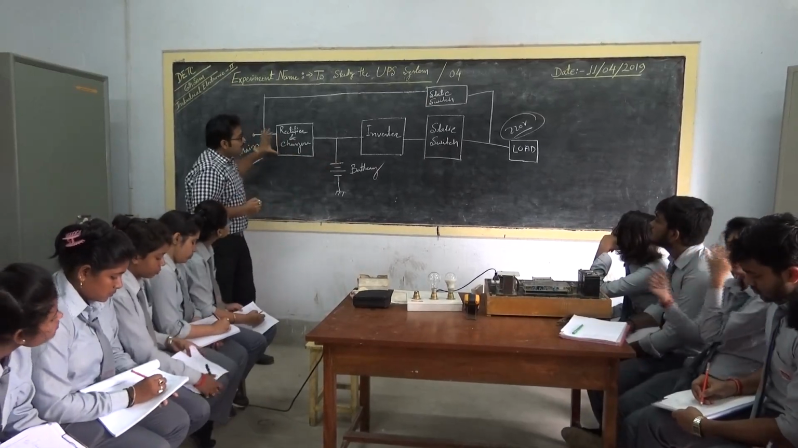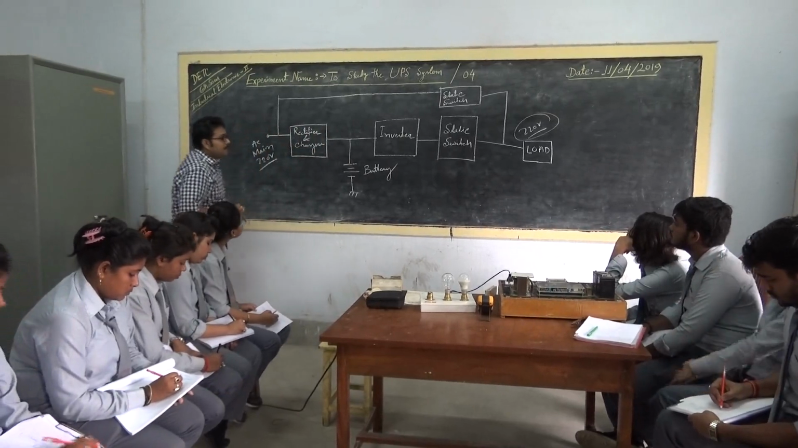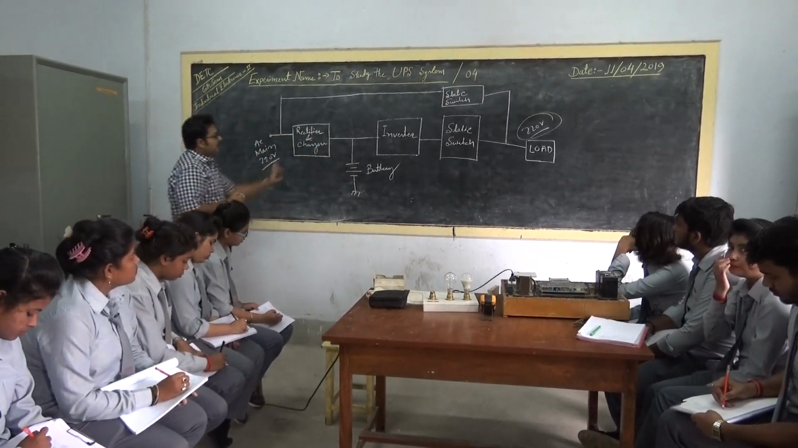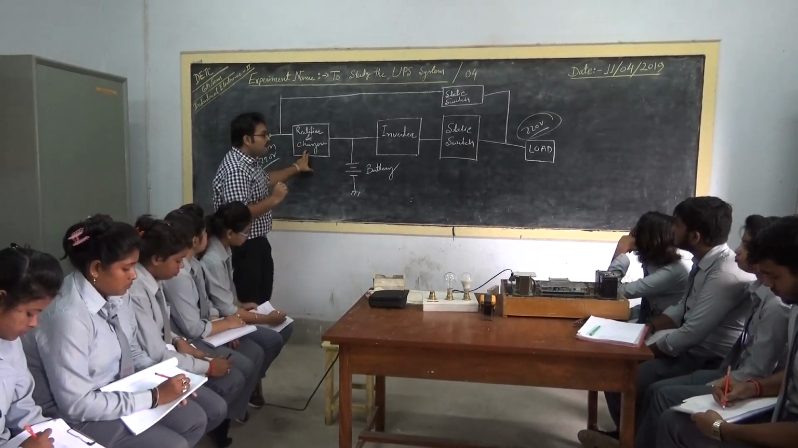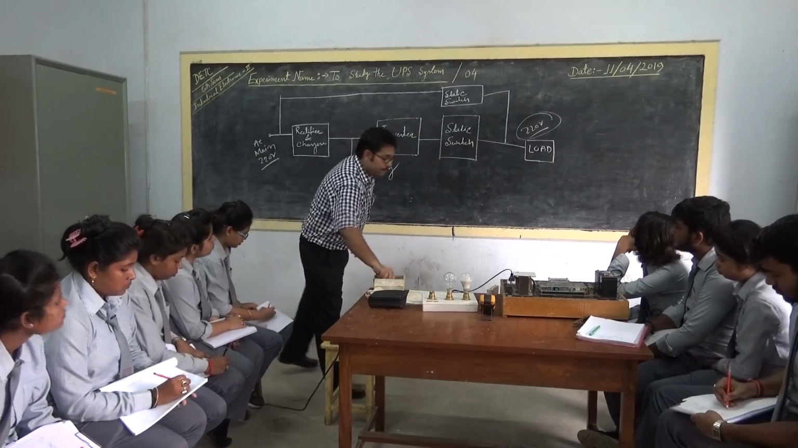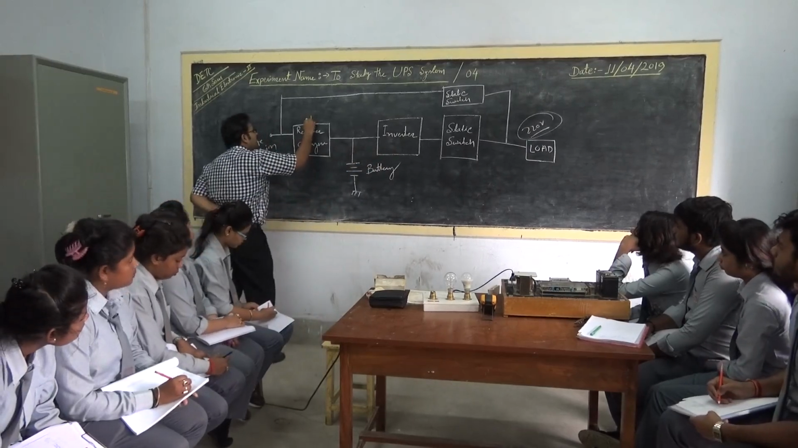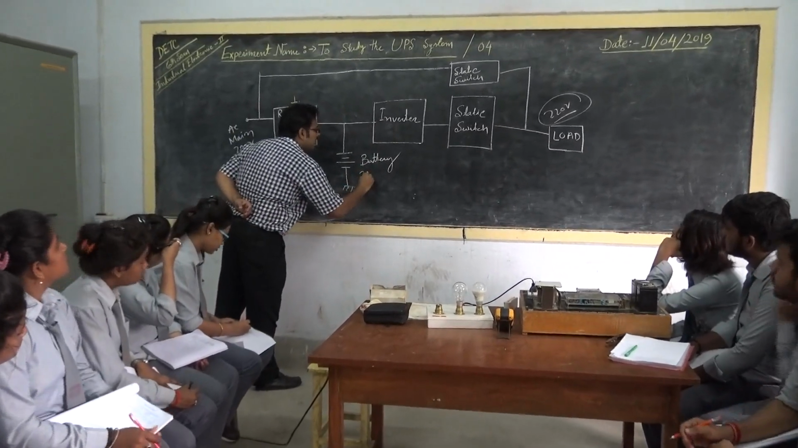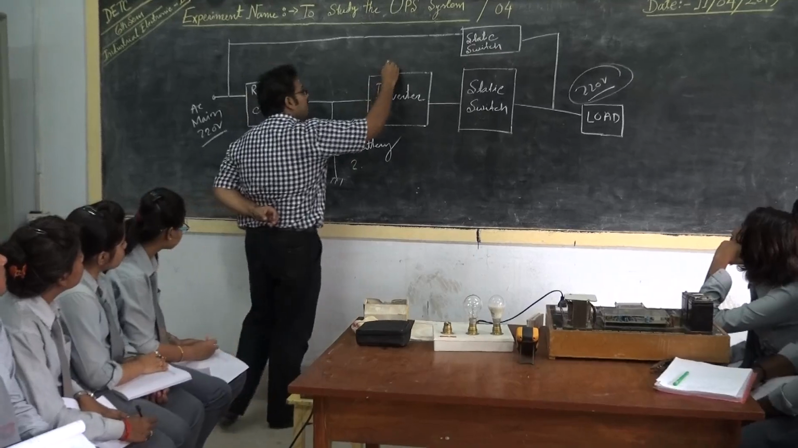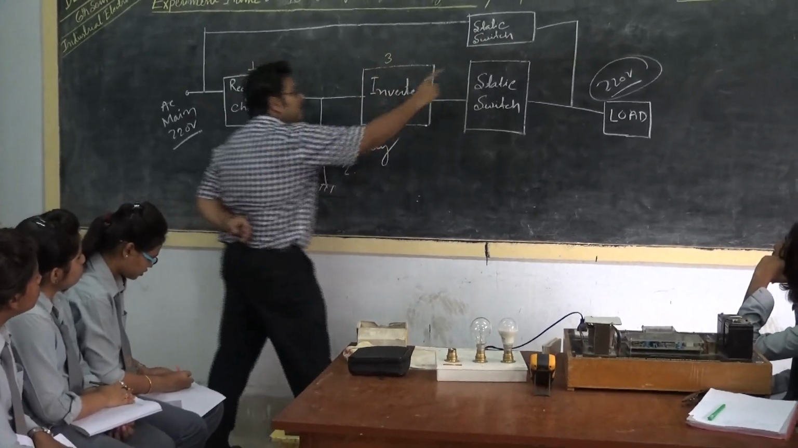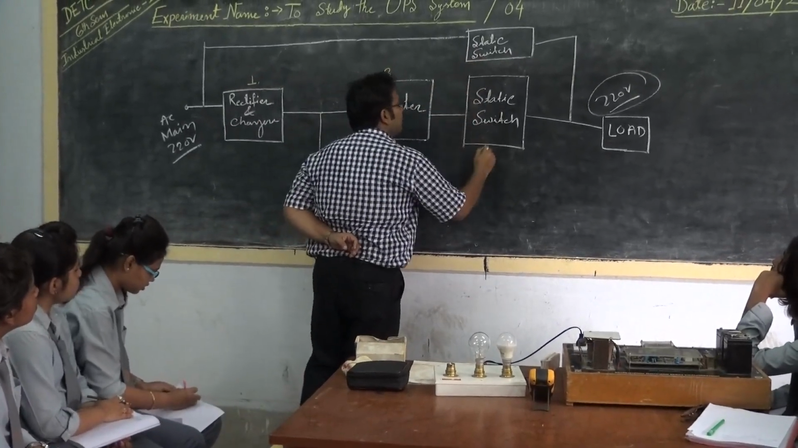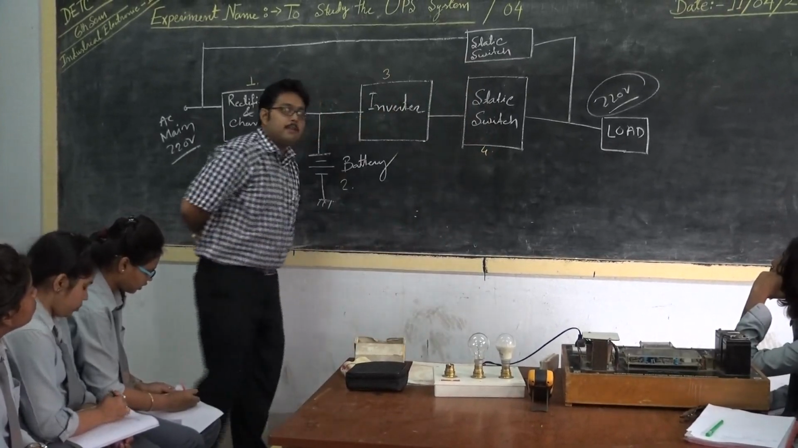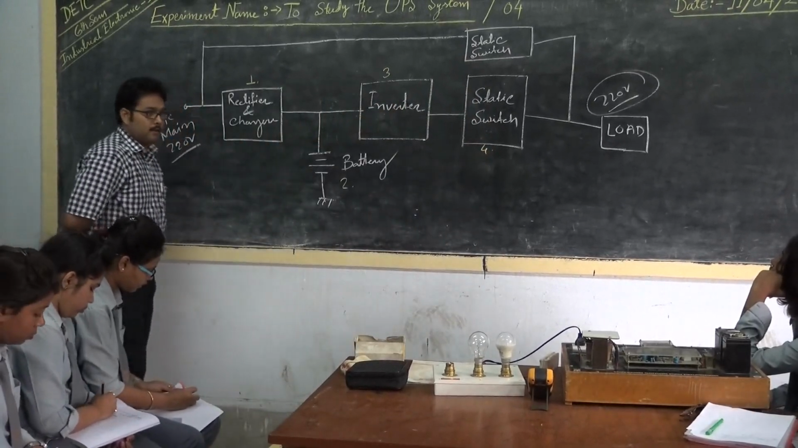So, whenever we see the basic building block, it has mainly 4 units. What are they? One is the rectifier and charger circuit. Number 2 is the battery. Number 3 is the inverter. Then the static switch is number 4, and the load depends on the customer.